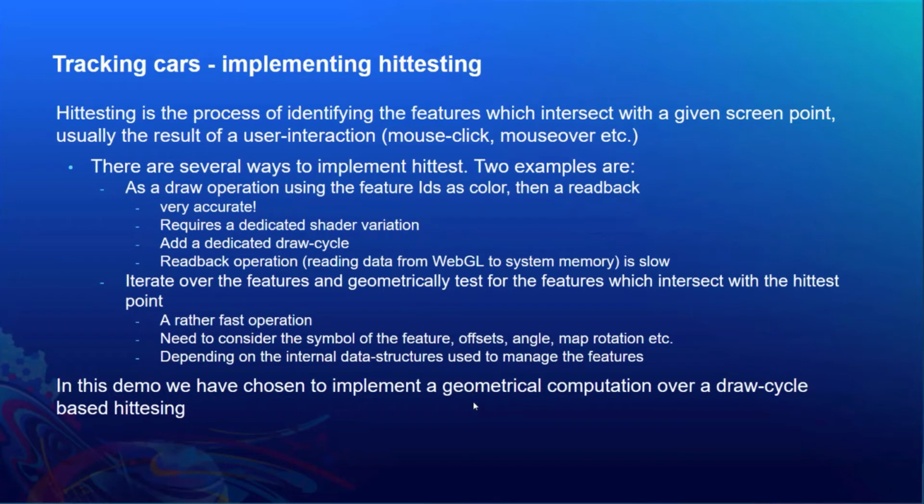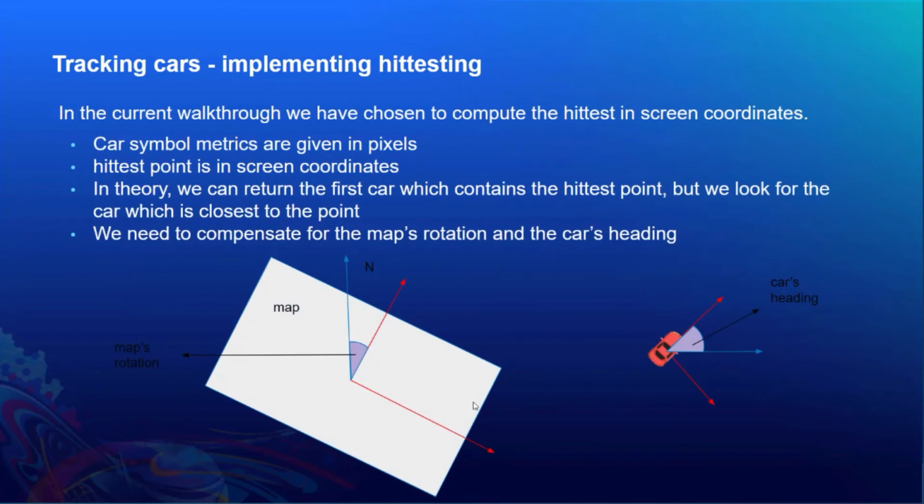The other option is to do it in a geometrical fashion, simply iterate through the features and see which features are under the search area for the hit test. It's pretty fast, but it's quite involved, because we need to consider the size of the symbols, the angle of the map, the heading of the cars. If there is an offset and such, we need to take that into consideration. And so it takes quite a bit to implement that. We've decided to implement the geometrical approach in this particular walkthrough.